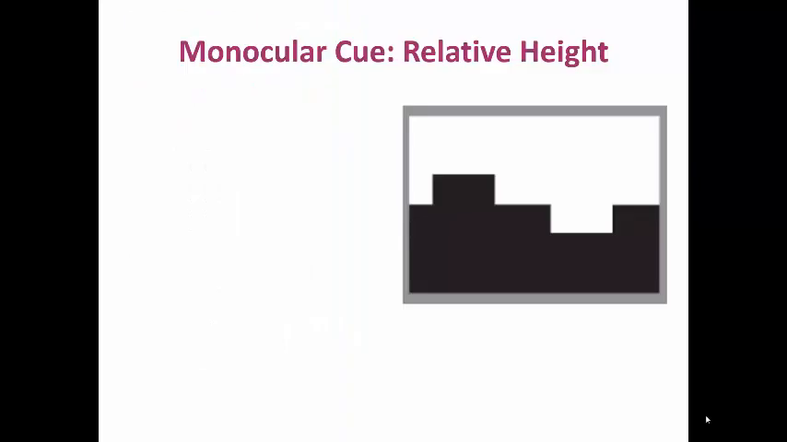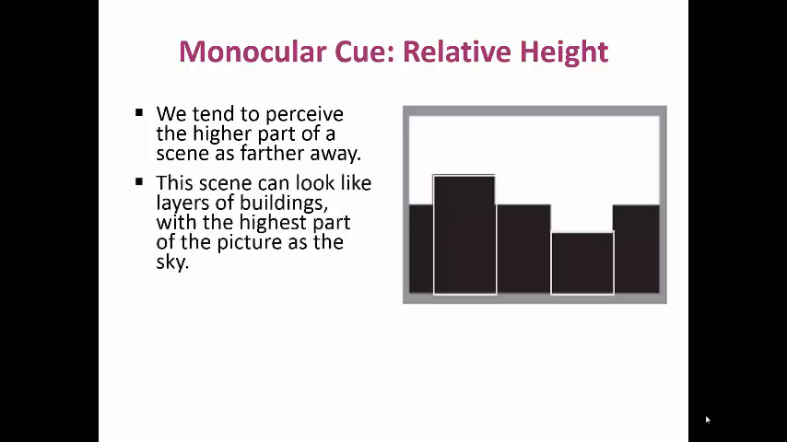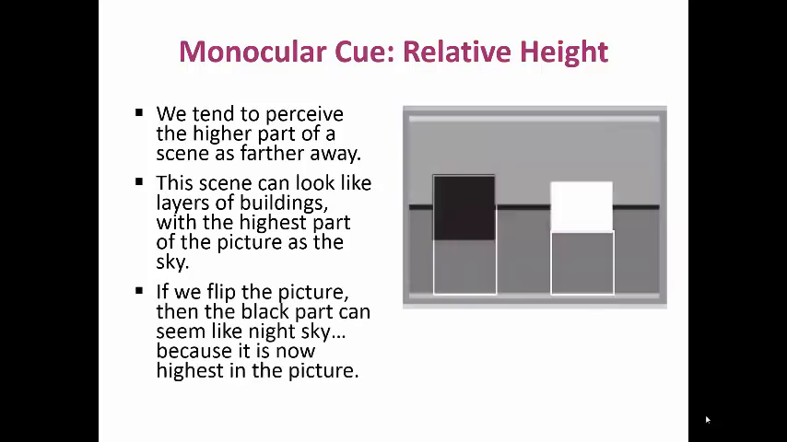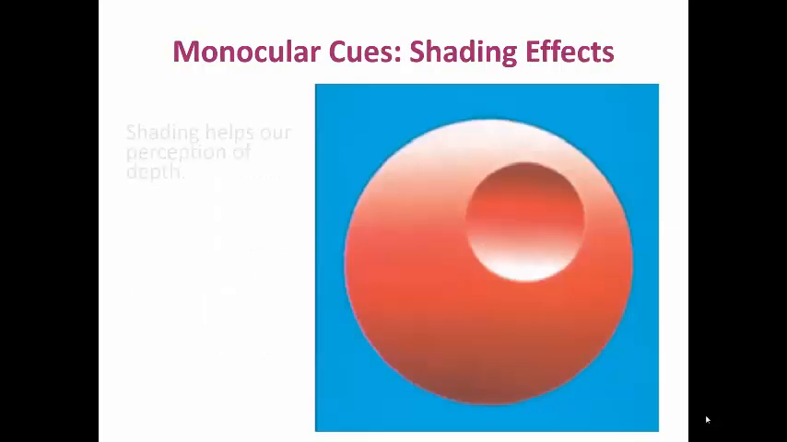We also look at relative height cues, so we tend to perceive the higher part of a scene as further away. So this scene can look like layers of a building with the highest part of the picture as the sky. Or if we flip the image, then the black part can seem like the night sky because it's now the highest part of the picture.